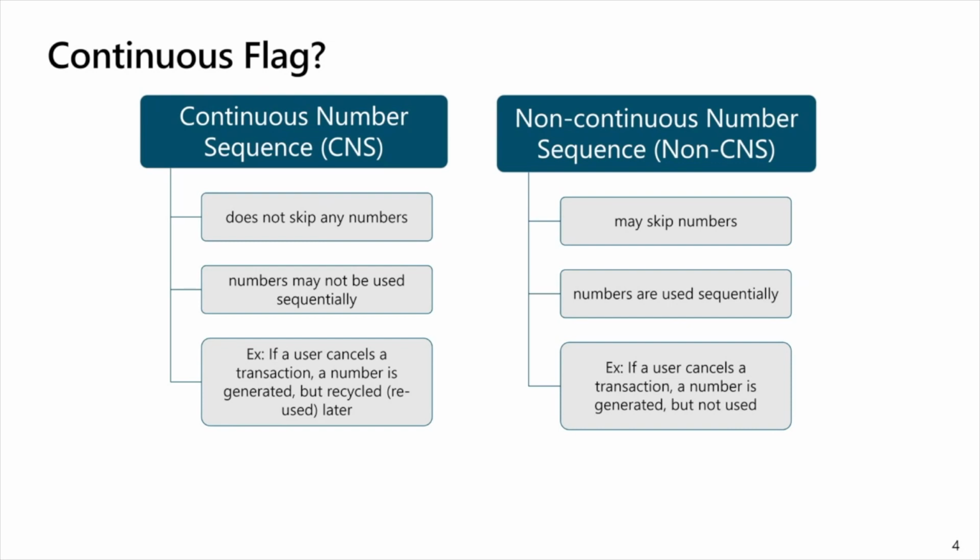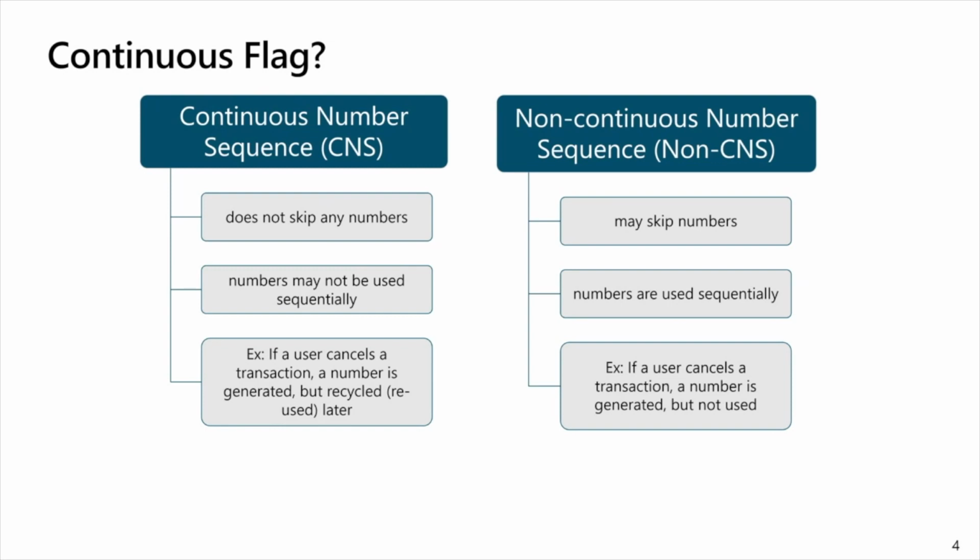It doesn't mean numbers may be used sequentially. There could be a case that a particular number is recycled because for whatever reason it wasn't used, and it will come back at a later time. So the only thing we promise in continuous number sequence is that it will not skip any number.